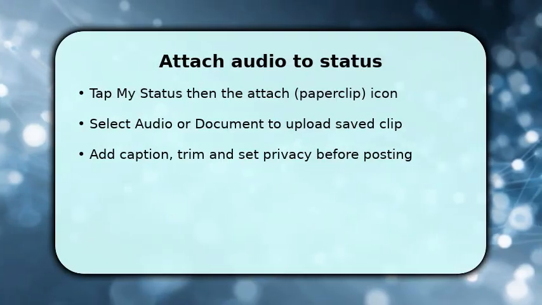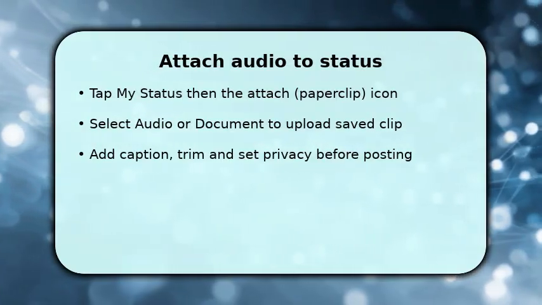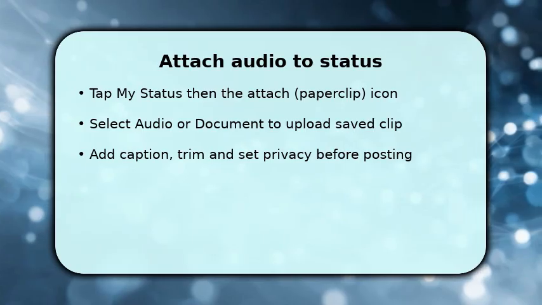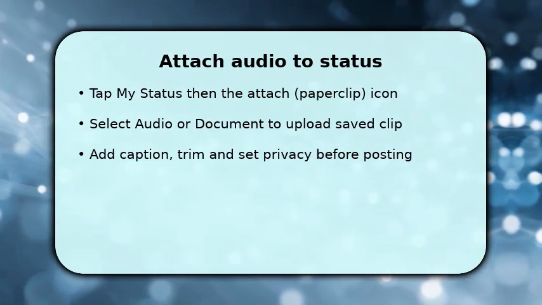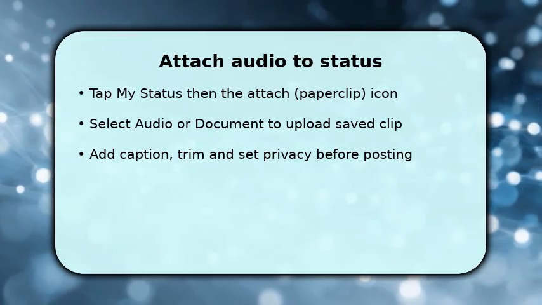You now attach the audio, tap My Status, then the attach icon and choose Audio or Document to upload your saved clip. Once added, use WhatsApp's trim controls if needed and add a short caption explaining the clip's purpose.